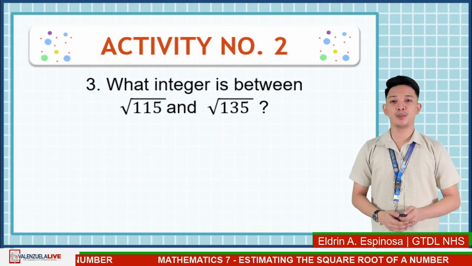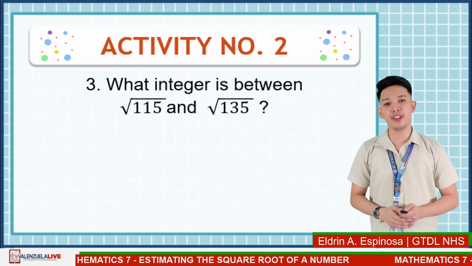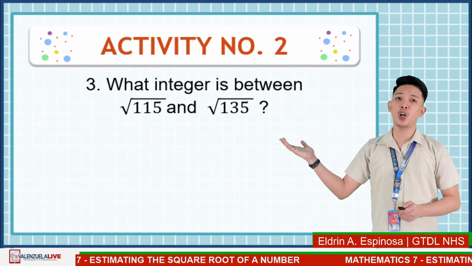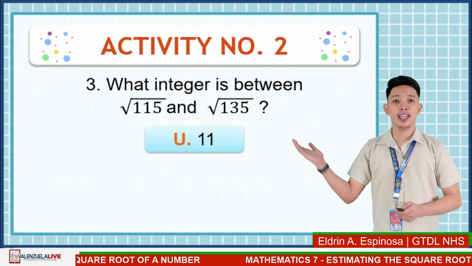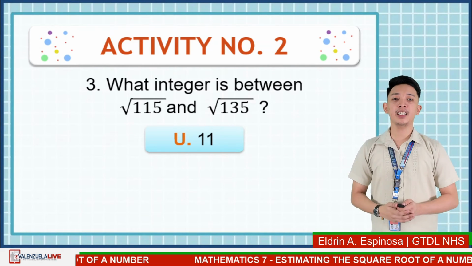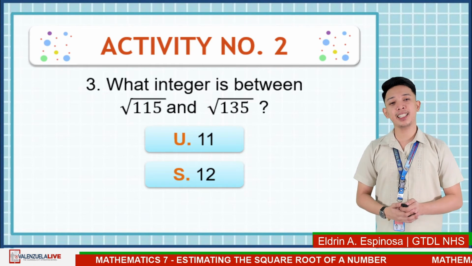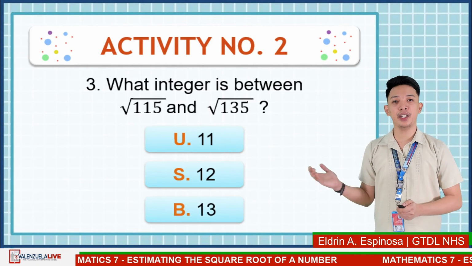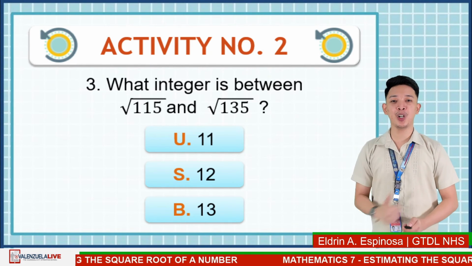Number 3. What integer is between square root of 115 and square root of 135? Is it letter U, 11? Is it letter S, 12? Or is it letter B, 13? 5 seconds. Go!